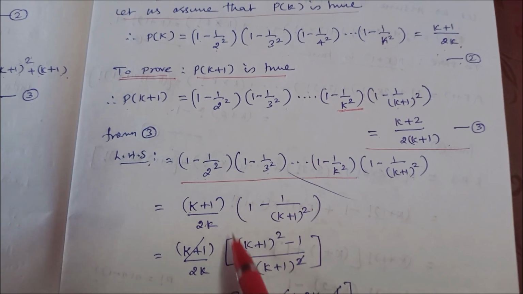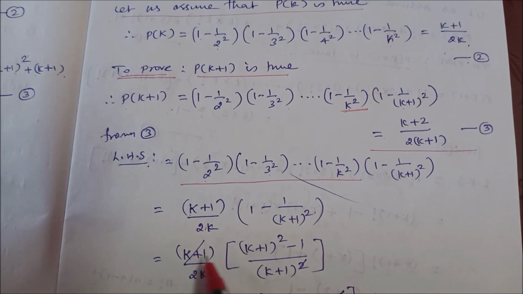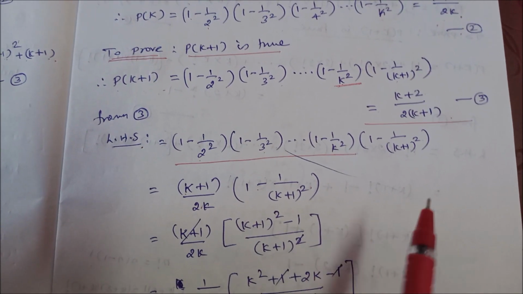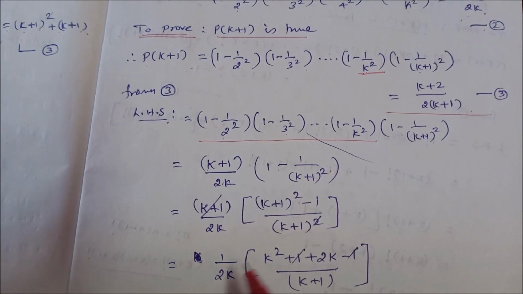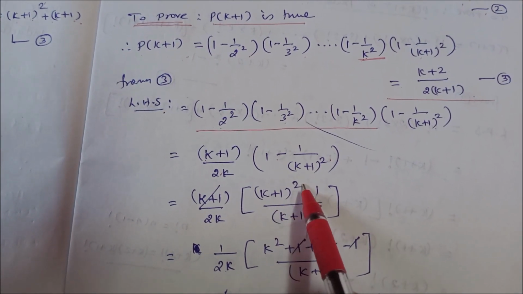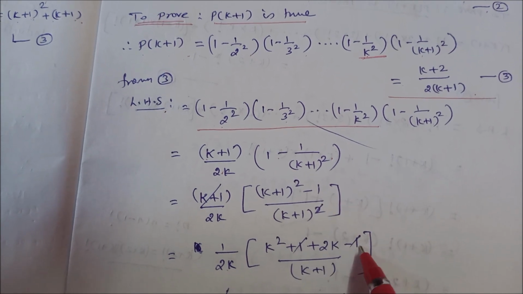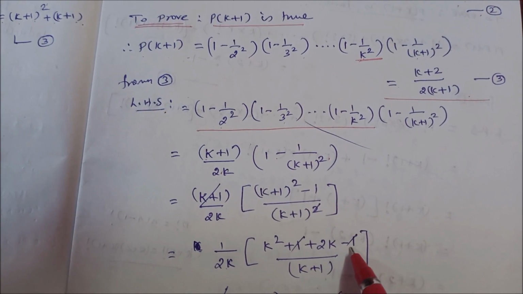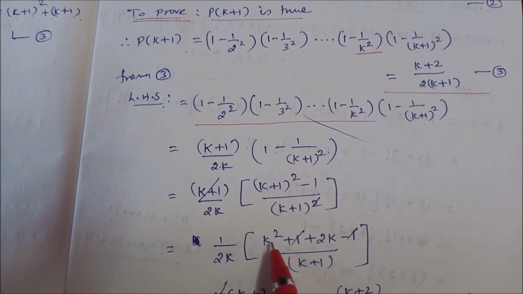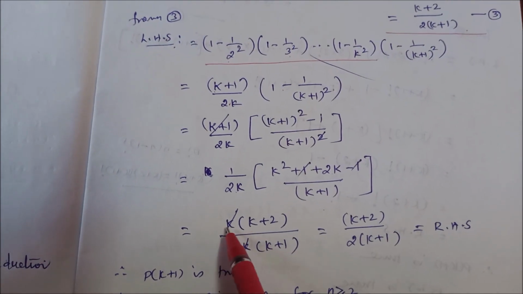Therefore (k plus 1) by 2k times 1 minus 1 by (k plus 1) whole square, both terms are a product. So k plus 1 and (k plus 1) whole square, one term is cancelled. The remaining term is 1 by 2k. Expanding (k plus 1) whole square as a square, b square, 2ab, the minus 1 and plus 1 are eliminated. So take k common in both terms.